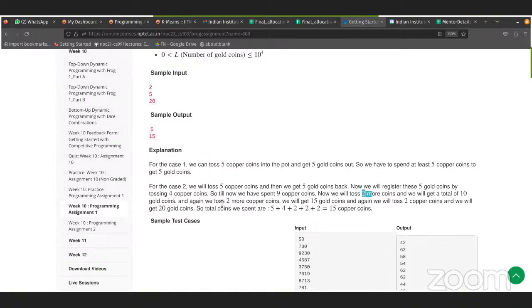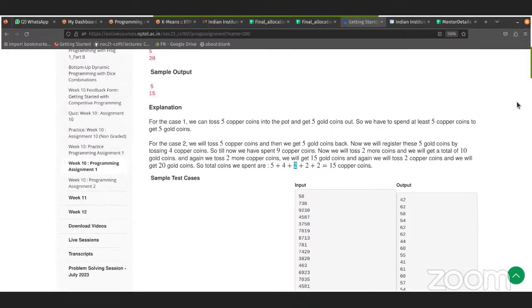Again, if I put 2 more copper coins, I have spent 11 till now. From 11, if I move to 13 with 2 more copper coins, then I'll get 10 plus 5, which is 15, because that was noted. Then again I put 2 more copper coins, and I'll get 20 gold coins in total. So in total, we have 5 plus 4 plus 2 plus 2 plus 2, which is 15 copper coins spent, but I got 20 gold coins. So let's look at the intuitive solution we have.